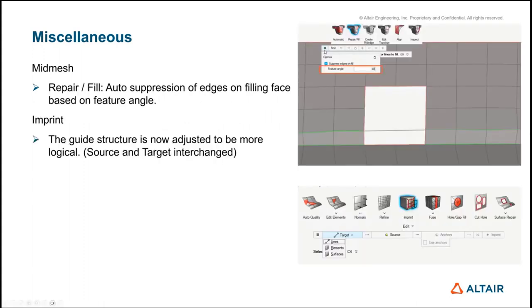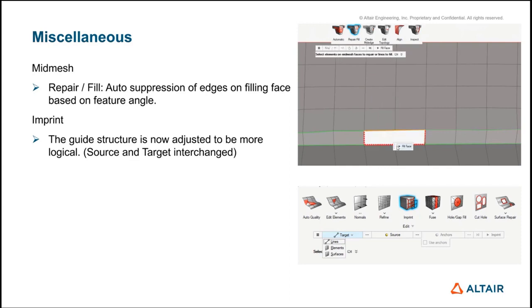For repair fill, the filling phase is now based on the feature angle. So this is quite a nice little example here, where the construction of that fill face is based on the feature angle defined within the hamburger. So you can get a more appropriate result for what you're trying to do in a more direct manner.